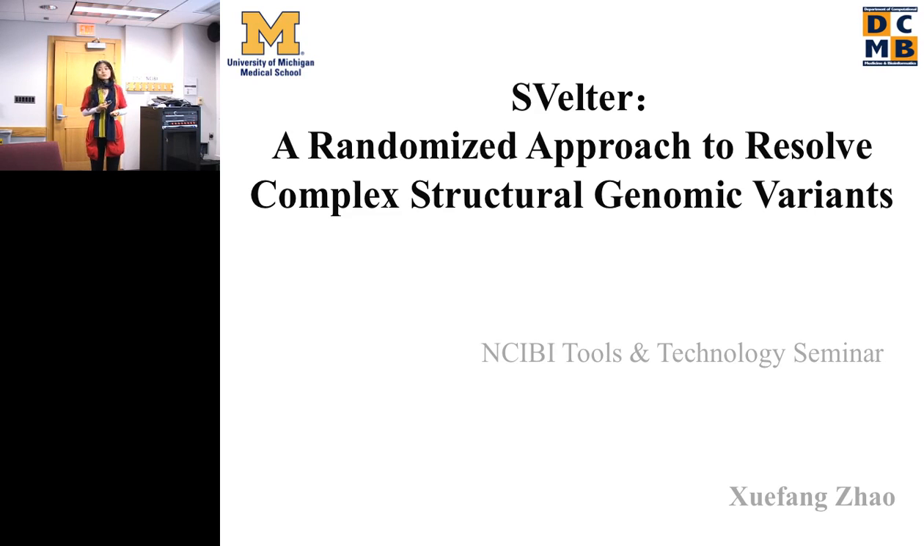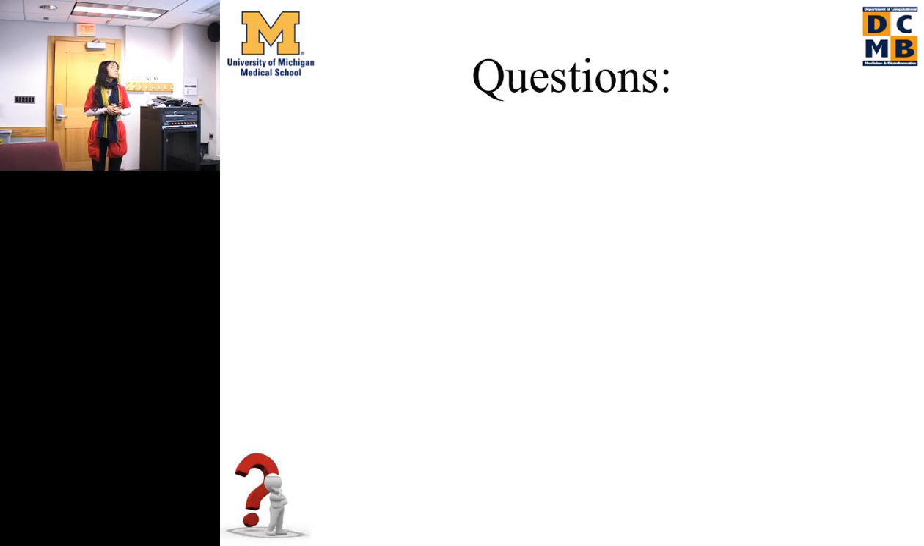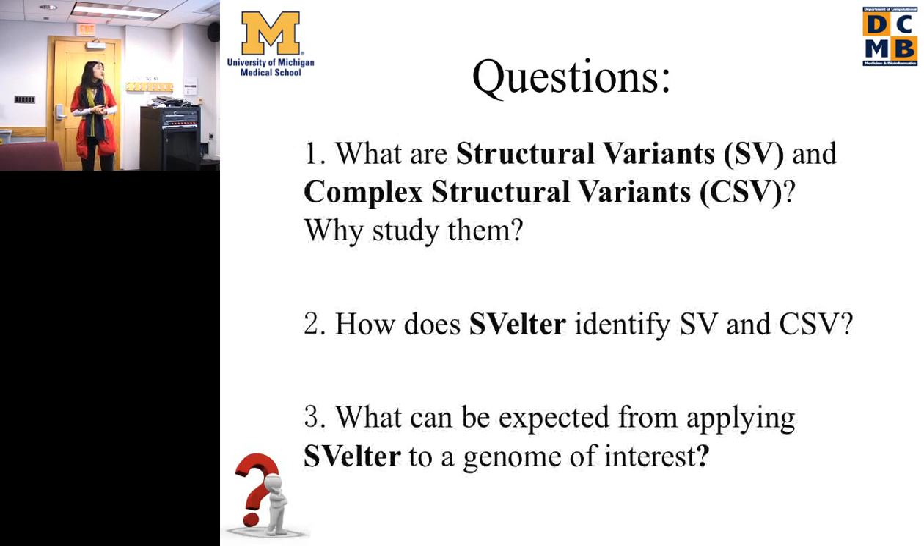So in this presentation, I'm going to talk about the following questions. First, we're going to define structural variants and complex structural variants and talk about why we're spending all this time studying them. And second, we're going to talk about the method we developed, like how SVelter tries to identify and also resolve SV and CSV. And then we're going to talk about the current results we have and what more we can expect from the method.